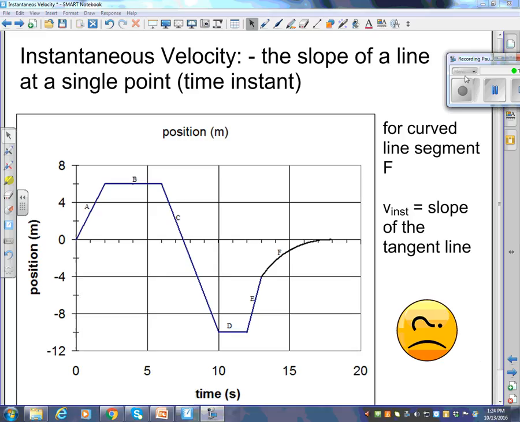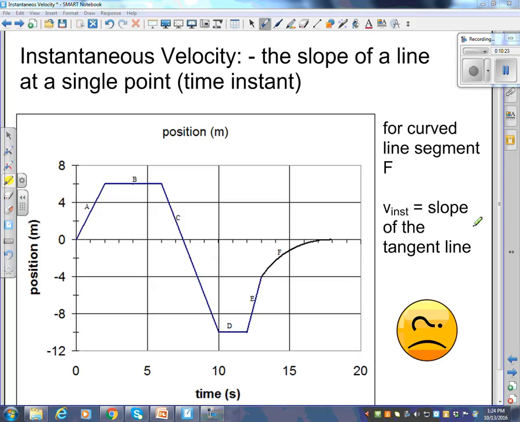Okay, so what about you? This is all just review here. You've already seen this. For a curved line segment, how do you do it? You find the slope of the tangent line. The slope of the tangent line.